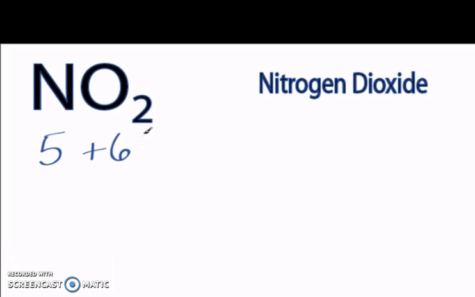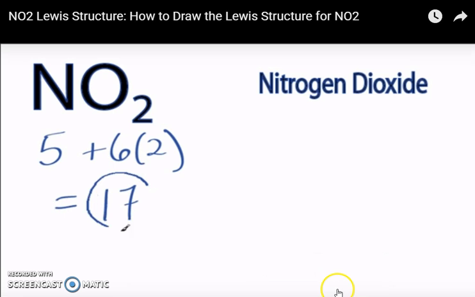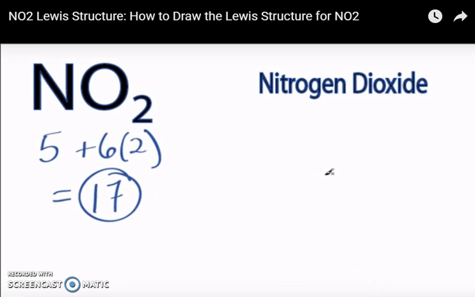Plus 6 for the oxygen, we have 2 oxygens. So 5 plus 12 equals 17 valence electrons. Nitrogen is the least electronegative, so we'll put that in the center, and let's put an oxygen on either side. Now, he's not going through the whole N, A, S, and U. All he's doing is counting up the A's and then placing them and moving them around. So just so you know, we have 17 total valence electrons for NO2.